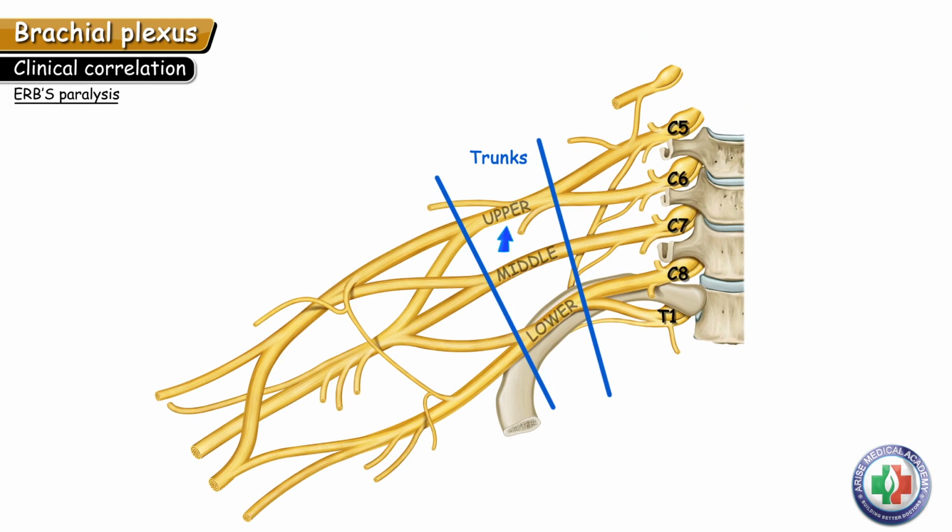Erb's paralysis is damage to the upper trunk of brachial plexus. We know the upper trunk is formed by C5 and C6 roots. Hence, in Erb's paralysis, you have the involvement mainly of the C5 root as well as the C6. Erb's point is the area on the upper trunk where about 6 nerves are meeting. An injury to this upper trunk leads to what is called as Erb's paralysis.